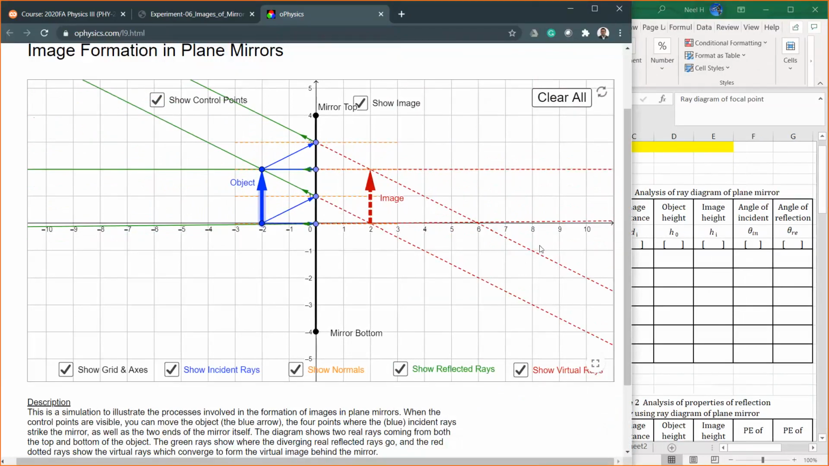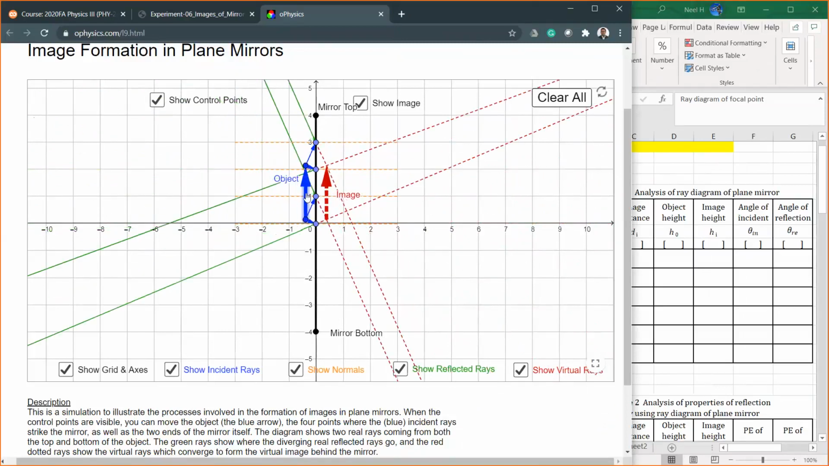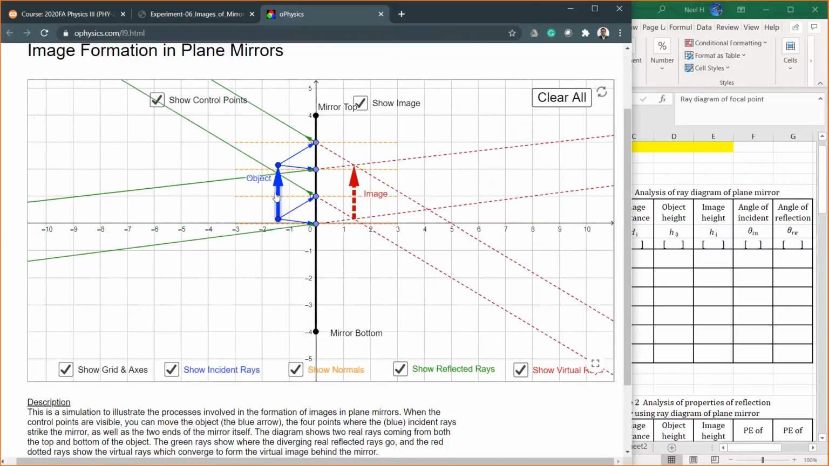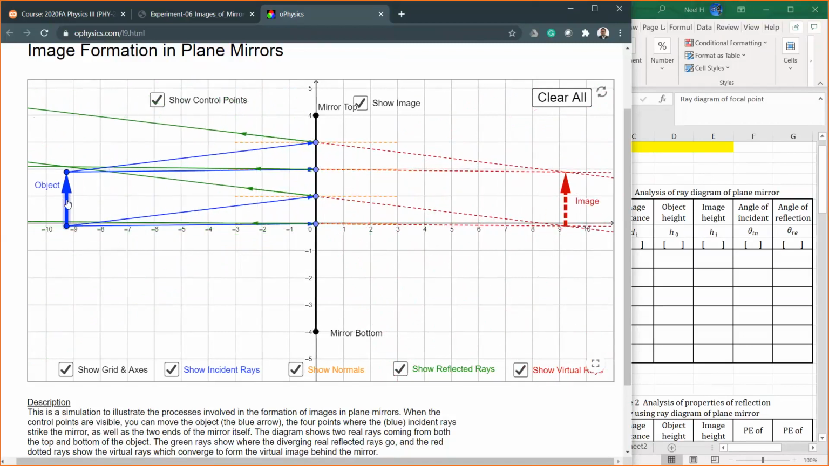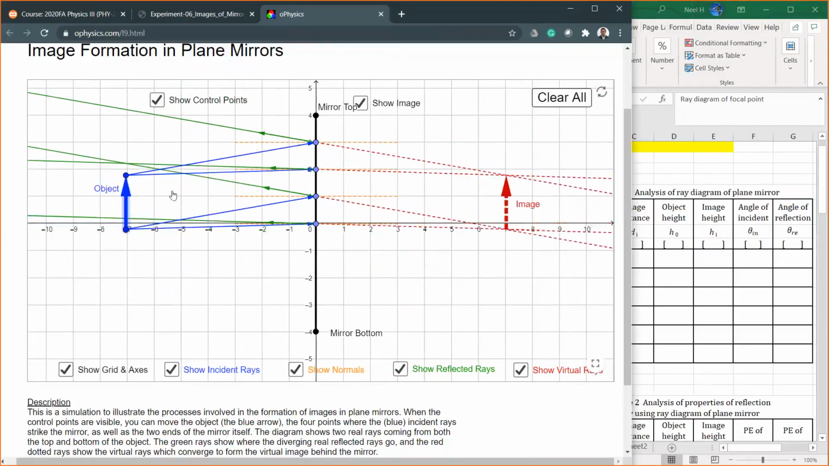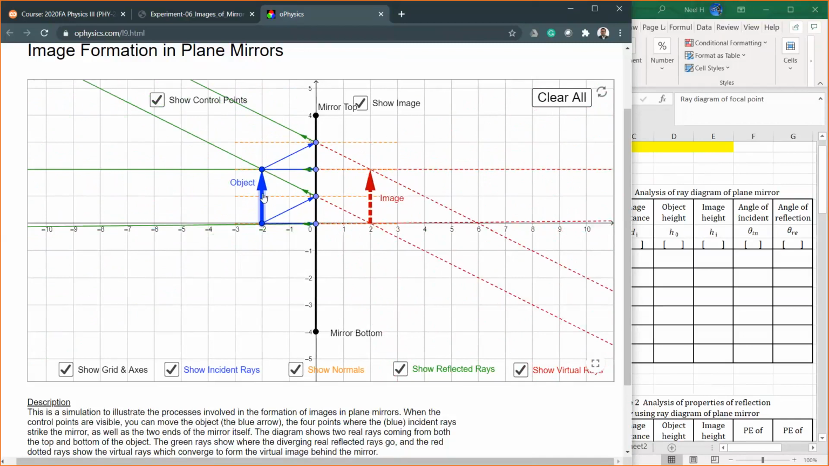Okay, you can see you can click this and then drag anywhere you want. As close as you come, your image comes closer, and as far as you move the object, the image goes further, but the size of the image doesn't change at all, right? So that's the idea. It's a very simple concept. Okay, now let's write it down.